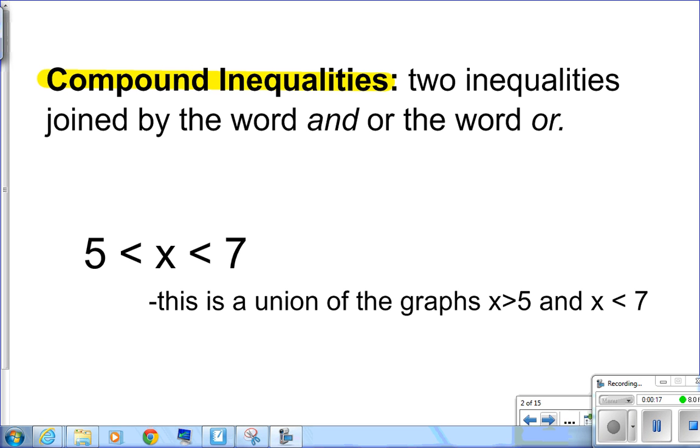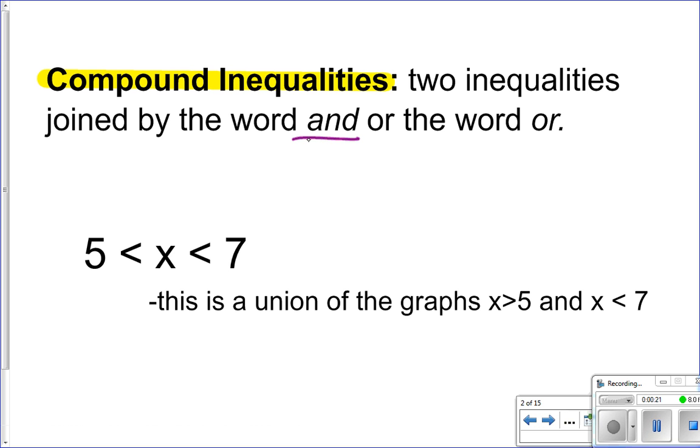A compound inequality is two inequalities joined by the word "and" or the word "or." Okay? Just like a compound word is made up of two words, for example, bookmark. Bookmark is made up of two words, book and mark. Compound inequalities are two inequalities made into one.